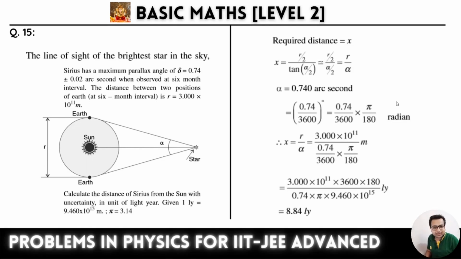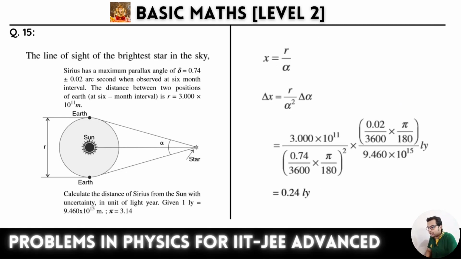So, okay, don't be happy. This was just the first part because we have to calculate the distance with uncertainty. We have calculated the exact distance. Now, let's calculate the uncertainty also. We know that x is equal to r upon alpha. So uncertainty in x is equal to r upon alpha square delta alpha. You have already studied these uncertainty concepts in the units and dimensions chapter.